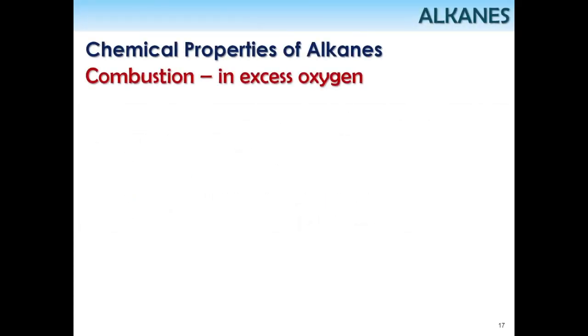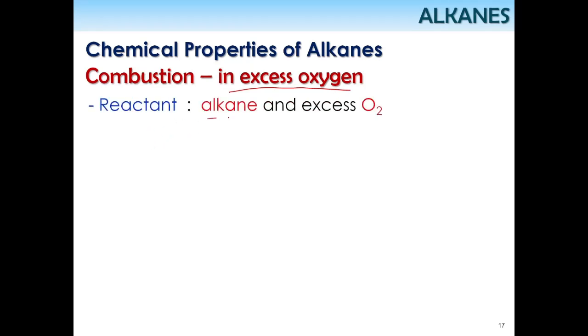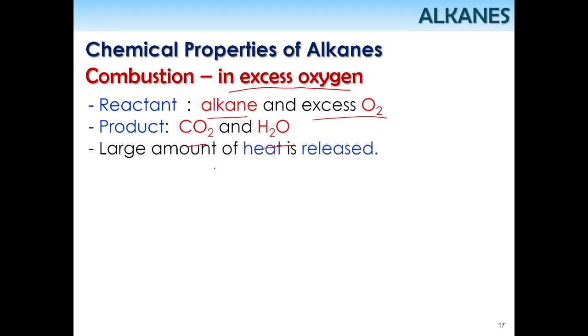Okay, chemical properties. What is chemical properties? Chemical properties is actually chemical reaction of alkanes. So alkanes are generally unreactive, but they can have chemical reaction, that is combustion. For combustion, there are two types, one in excess oxygen and one in limited oxygen. So in excess oxygen, what you have is alkane and excess oxygen, and the product that you are going to have is carbon dioxide and H2O, and also a large amount of heat is released.